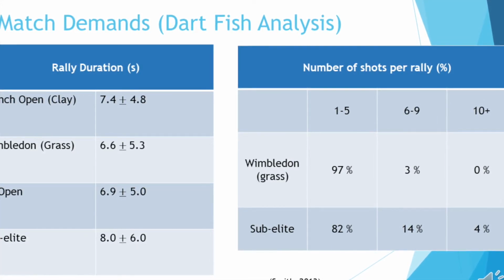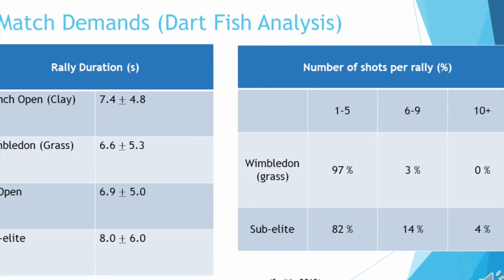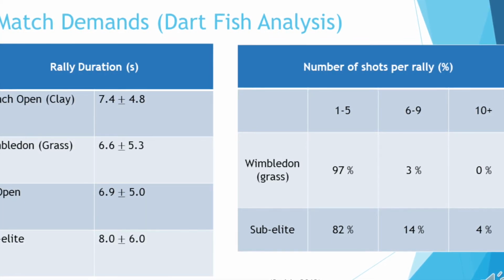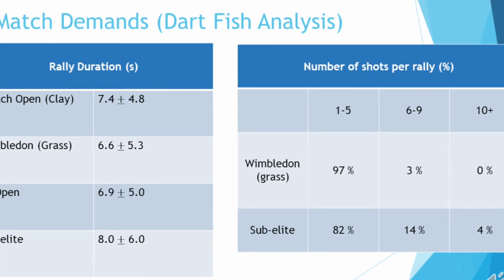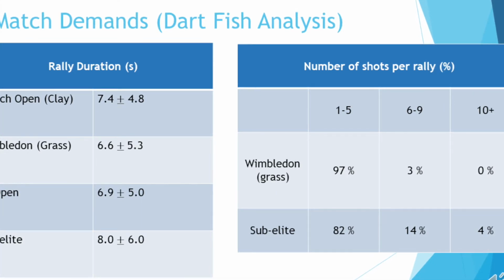Majority of the shots played per rally was between 1 to 5. This is probably due to the surface. Grass is quite difficult to play on, and quite often the rallies don't last as long, resulting in less shots per rally.